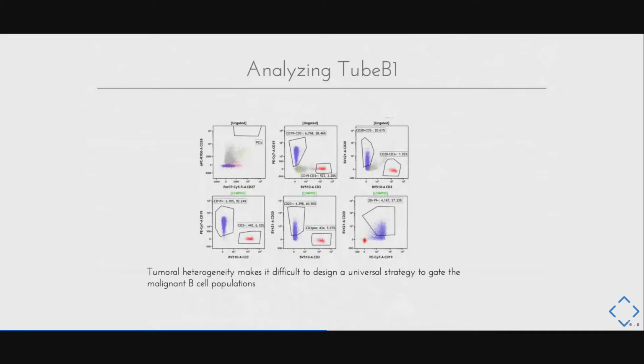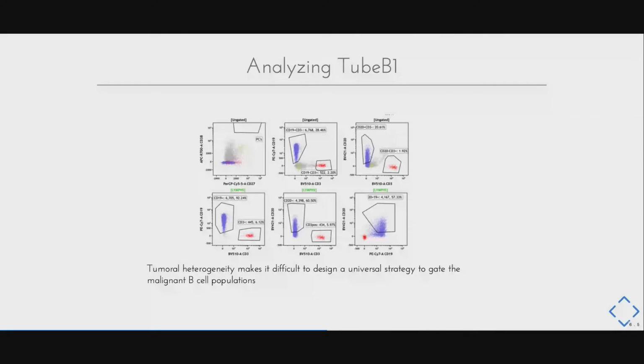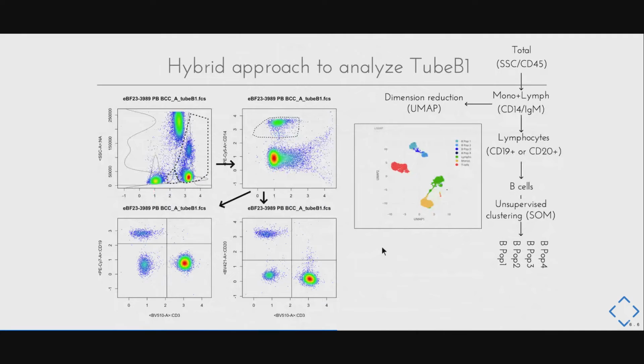So the same analysis strategy doesn't really work well for the B-cell tube due to B-cell heterogeneity. CD20 and CD19 expression can vary, especially in lymphoma cases. Also, lymphoma samples often contain both normal and tumor cells, complicating the analysis. So for B cells, we use a different approach, a hybrid approach, to analyze the tube.